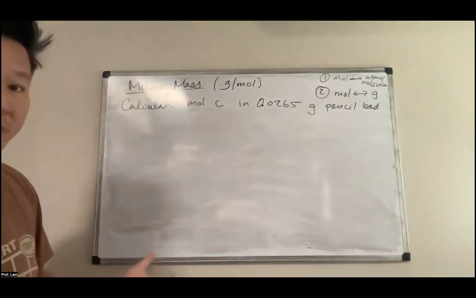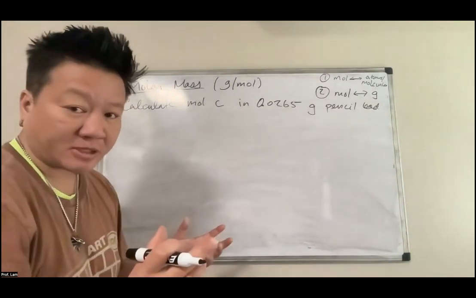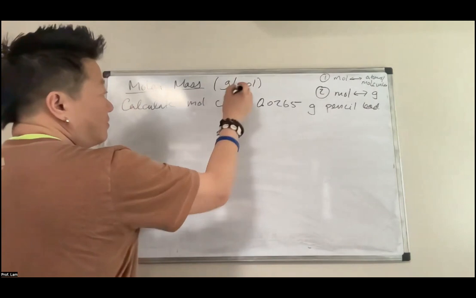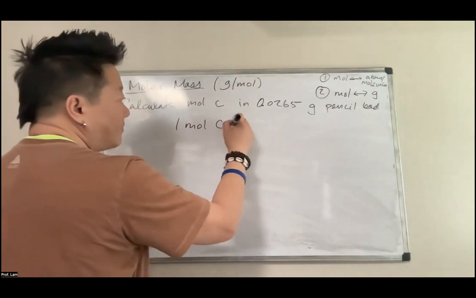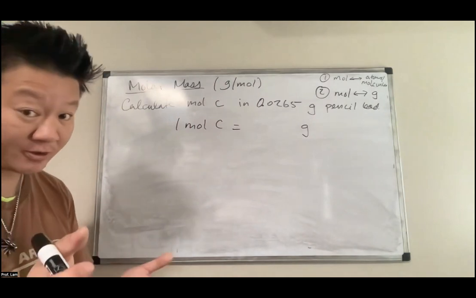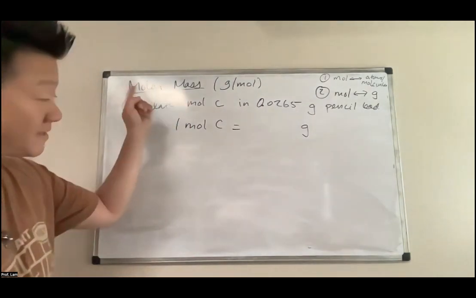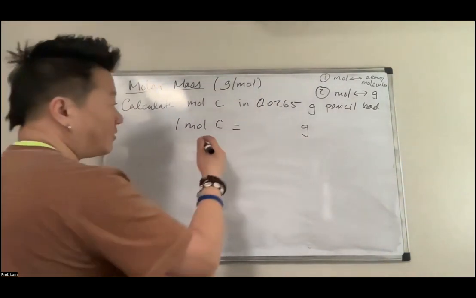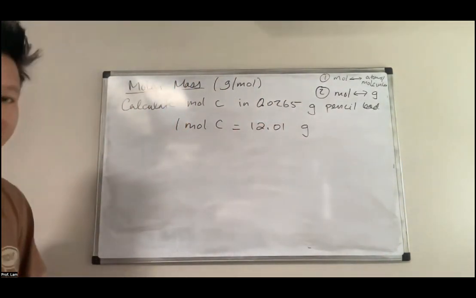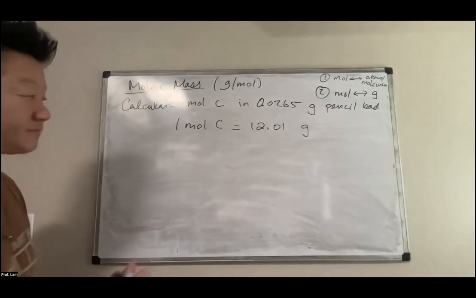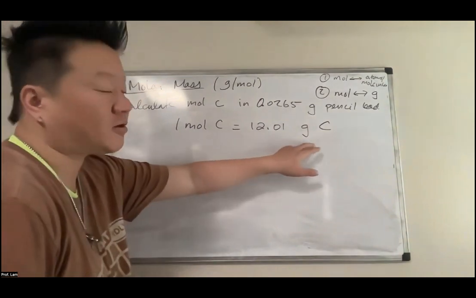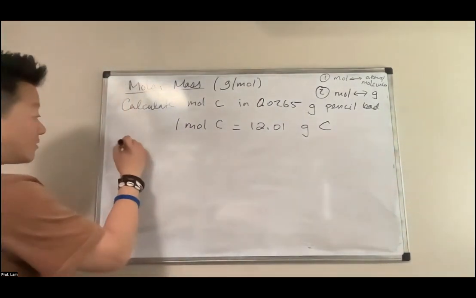So do it for carbon. What is it? You've got to make a true statement. Remember that. Don't even solve the problem until you have the full true statement. So you can say, in 1 mole of carbon is how many grams of carbon? Well, where do you find that? The periodic table. All molar masses are on the periodic table. So 1 mole of carbon is 12.01 grams of carbon. Be specific. Now you're ready to calculate.